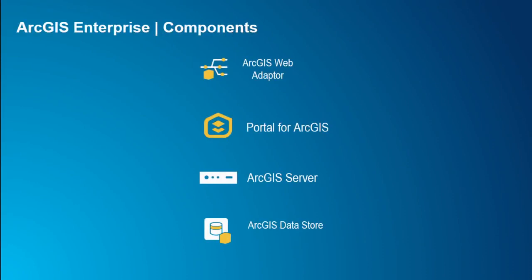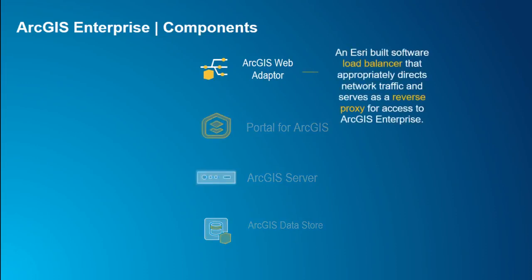So ArcGIS Enterprise is comprised of 4 different components that we all used in this demo, and they all require a little bit of configuration. We've got the web adapter, Portal for ArcGIS, ArcGIS Server, and the ArcGIS Data Store. Now, these were all products that were previously available in other versions of our product, but at 10.5, they're all bundled together under the name of ArcGIS Enterprise. But what are these components?